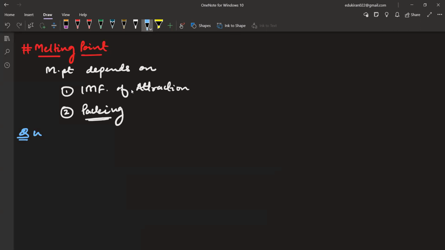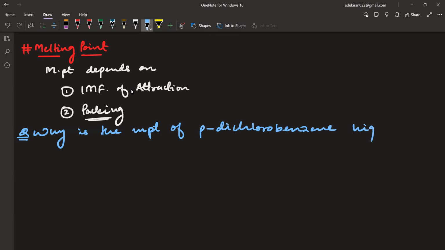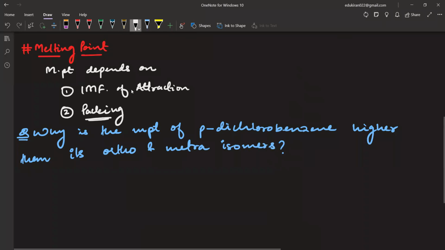That is, please write, why is the melting point of p-dichlorobenzene higher than its ortho and meta isomers? Ortho and meta isomers. Okay, so for this, you will write the answer, and the answer lies in the structure.